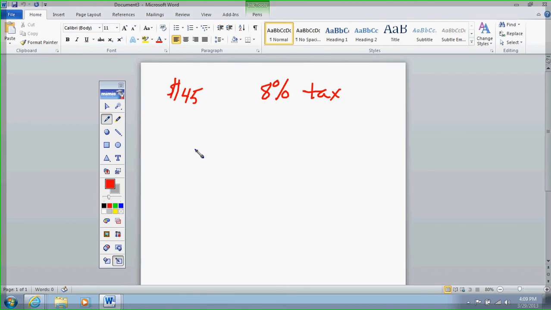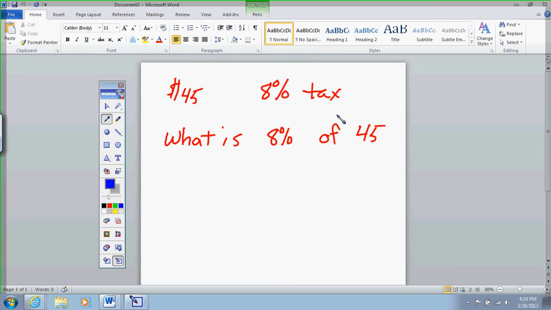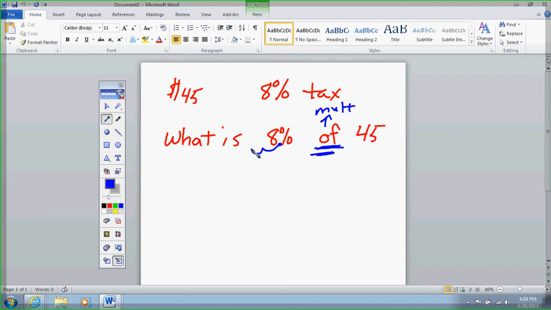I want to know what is the tax and what is the amount I have to pay for the shoes total. So I have to find out what is 8% of $45. Now again, I'm not going to multiply by the percent. This key word of still means to multiply. And this is very important. You remember that of means to multiply. But I'm not going to multiply by 8%. I'm going to multiply by the decimal equivalent. So I move the decimal 2 places to the left. There's nothing there, so I put a 0.